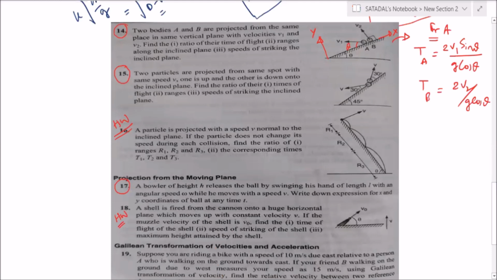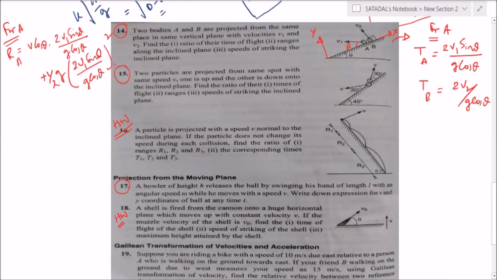Similarly, you can note down the equation for range. Again, I am writing for A: R_A is equal to, what is the initial velocity along the x-axis? That is V cos theta into, what is the time? 2V1 sin theta by g cos theta, plus half g into T square, meaning into V1 sin theta by g cos theta whole square. That is done. What about B?